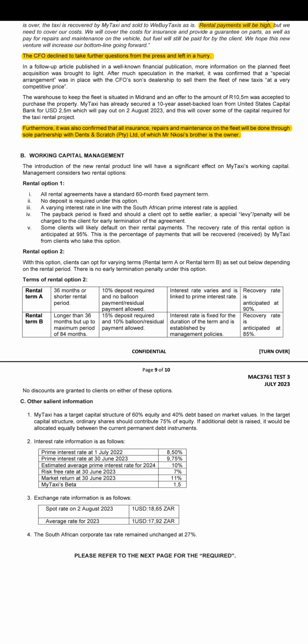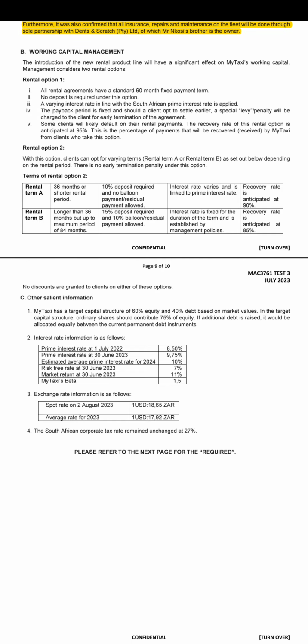If additional debt has been raised, then it will be allocated equally between the current and permanent debt instruments. So that's fine. That means it doesn't really change the weighting. The total will still be that 40% relating to our debt, and any additional financing would be split equally between the current and non-current debt options that we have. But that'll make more sense once we get into the cost of capital.